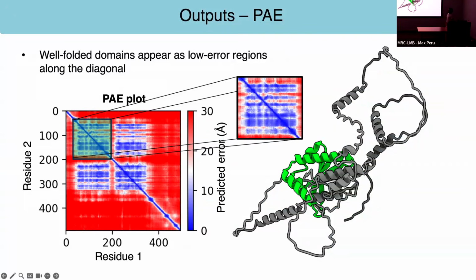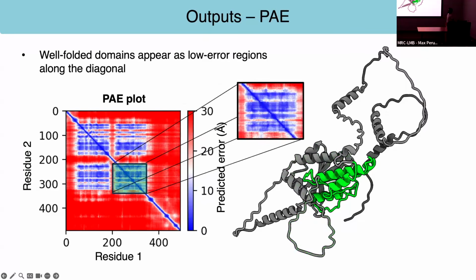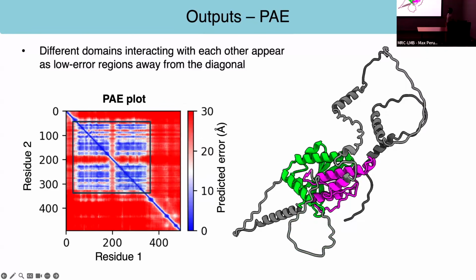If we keep going down the sequence, we have this part that is disordered, right? So there's nothing really to say here. And then we have this other domain or subdomain where you have this patch. And then this subdomain is interacting with this subdomain. And so you end up with a patch that's away from the diagonal, right? So we have different parts of the protein interacting with each other, residues that are far apart that interact with each other. So when you're interpreting the PAE plot, essentially what you're looking for are these patches, ideally away from the diagonal.